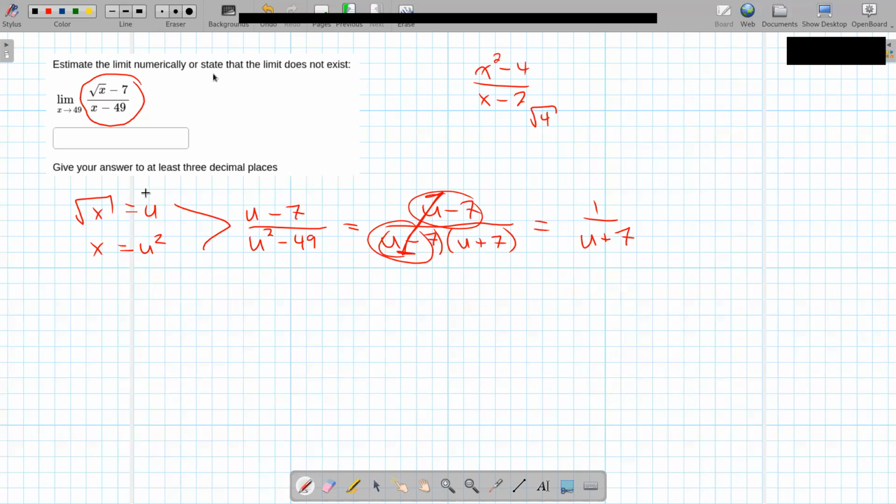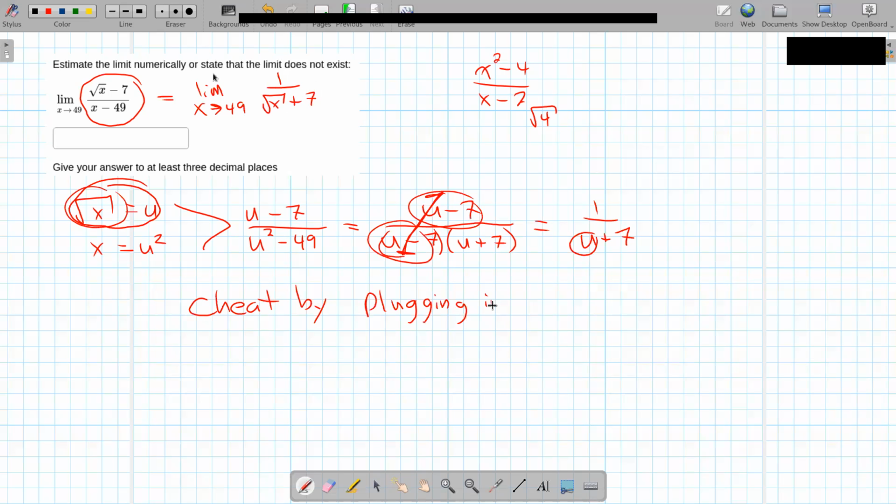Now, what is u? U is really the square root of x. So my claim is that this is equal to the limit as x approaches 49 of 1 over the square root of x plus 7, because that's what my u is here. And now I can cheat. If I cheat and plug in 49, then I get 1 over the square root of 49 plus 7, which is 1 over 7 plus 7, or 1 over 14. Let's see what 1 over 14 is.